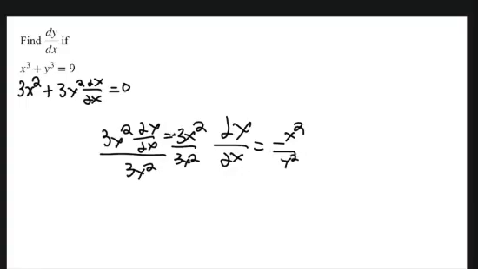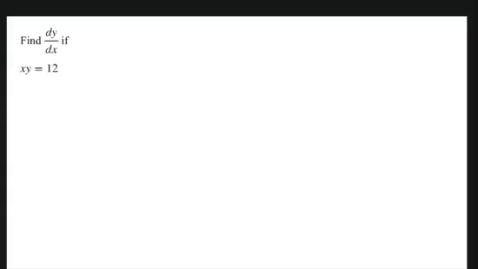Again, the only new thing is remembering that the derivative of y cubed is not just 3y squared, it's 3y squared dy/dx. So, let's move on to the next question. So we're going to find the derivative of xy equals 12. So now we have x times y, so we need the product rule. Differentiate both sides. So once we use the product rule, we get x dy/dx plus y equals 0.